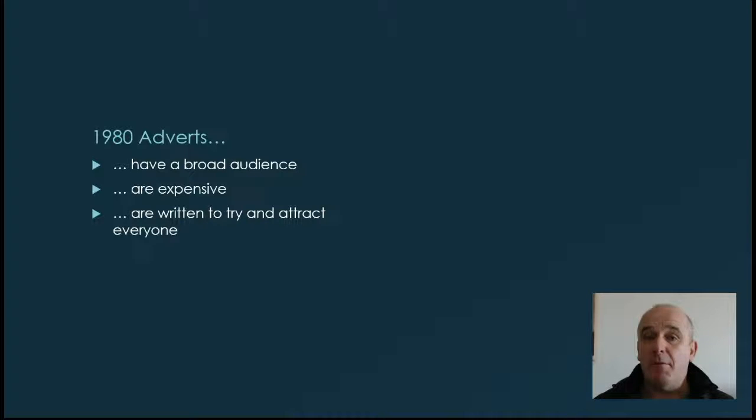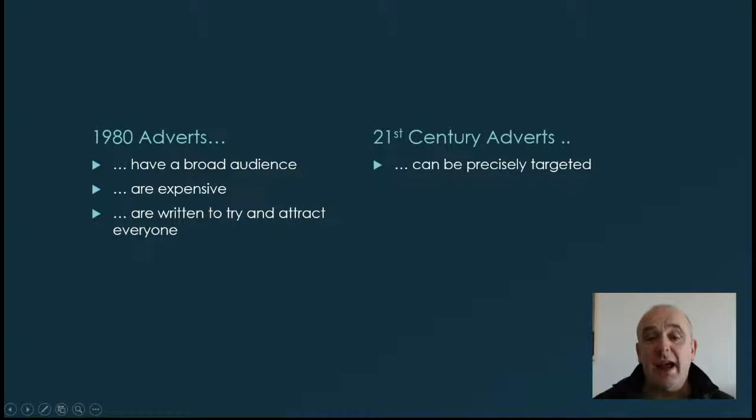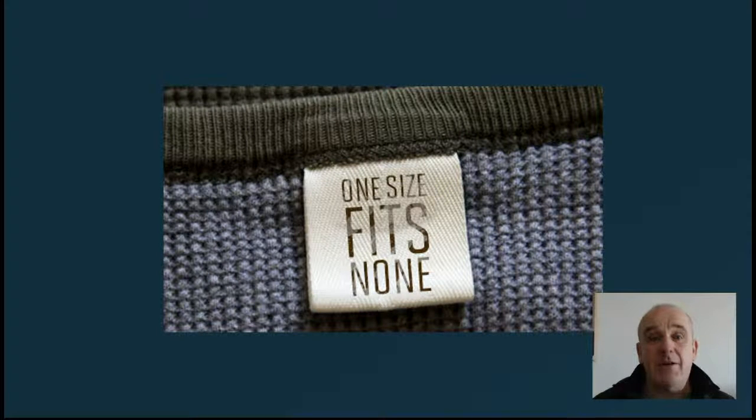1980s adverts have a broad audience, they're expensive, and they're written to try and attract everybody. In the 21st century, adverts can be precisely targeted, and they're cheap, and they're written for individuals. Indeed, if they're not written for individuals, they just don't work. One size fits no one, and this is a really strong message. And what that means is, when you're describing your property, when I'm describing my property, I need to have in mind not everybody, and not say, oh, it's great for everybody, because it isn't.